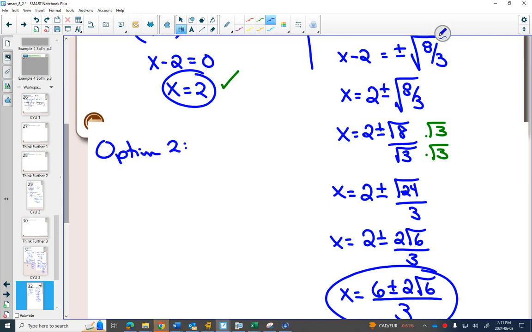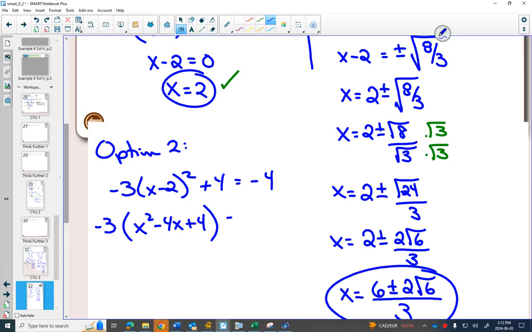Option 2 for the same question. We had -3(x minus 2) squared plus 4 equals -4. You could multiply out your (x minus 2) squared, which would give you x squared minus 4x plus 4. I'm going to just move this, combine those like terms. And now I want to solve a quadratic equation. So if I distribute, I'm going to get negative 3x squared plus 12x minus 12 plus the 8 minus 4 equals 0.